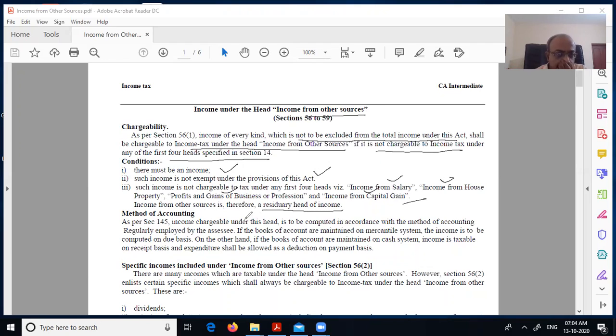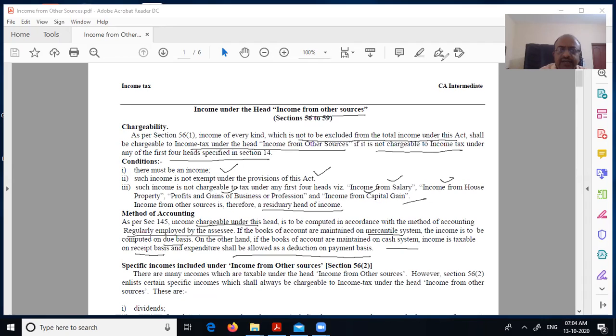Residuary means, when you did chemistry, you would have done the residue. Whatever is left out of it is called residue. What is the method of accounting? Again, like the other heads, income chargeable is to be computed in accordance with the accounting policy regularly employed. If the books are maintained on mercantile basis, then the income is to be computed on due basis. If it's on cash basis, it will be on receipt basis, and expenditure shall be allowed as a deduction on payment basis. So both are the same, as we have seen earlier also.